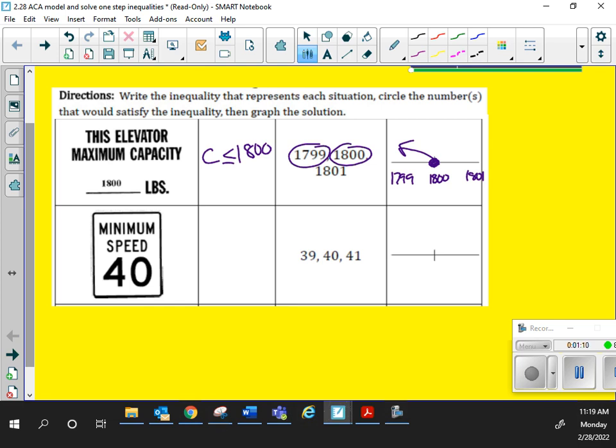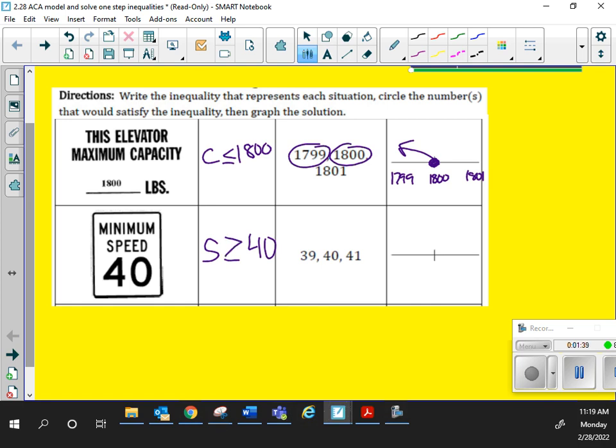Okay. Minimum speed is 40. Our speed, we're comparing it to what? 40. Can you be exactly at 40? Yes. Can you be over 40 or under 40? Under 40. In this one, it says the minimum speed. It's not a speed limit sign, it's a minimum speed. So should I be above 40 or under 40? I should be above 40.